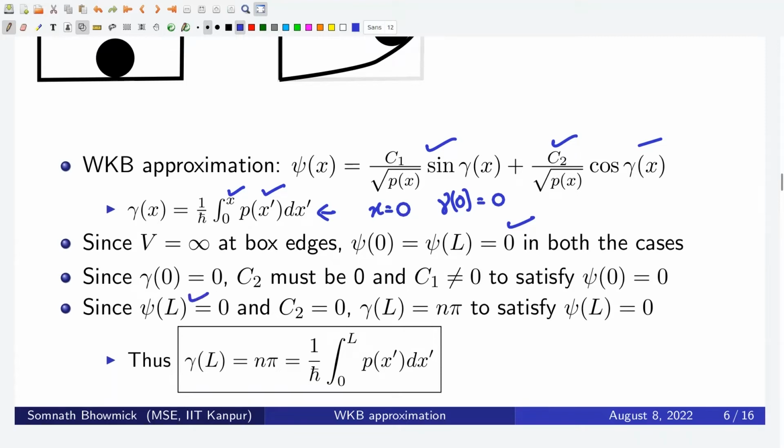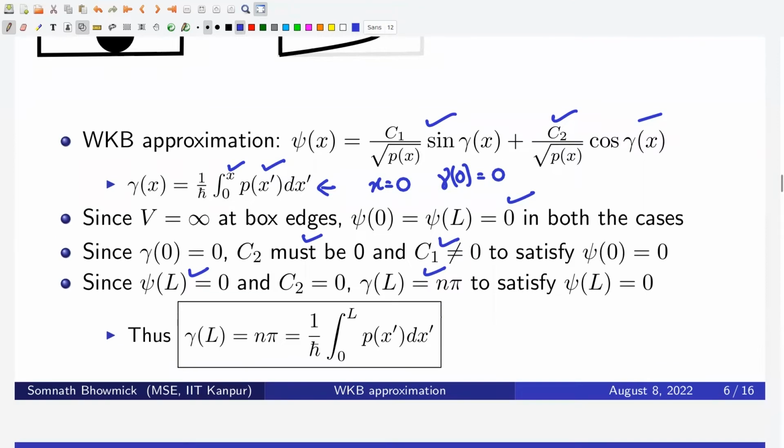Since C1 is not equal to 0 and C2 is equal to 0, this is only possible if gamma of L is equal to n pi, because sine of n pi is equal to 0 for any integral value of n. This gives us the quantization condition. Gamma of L is equal to n pi is equal to this integral.